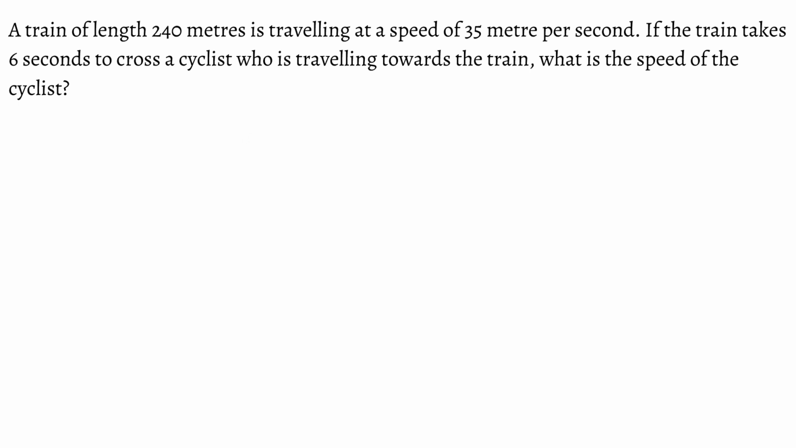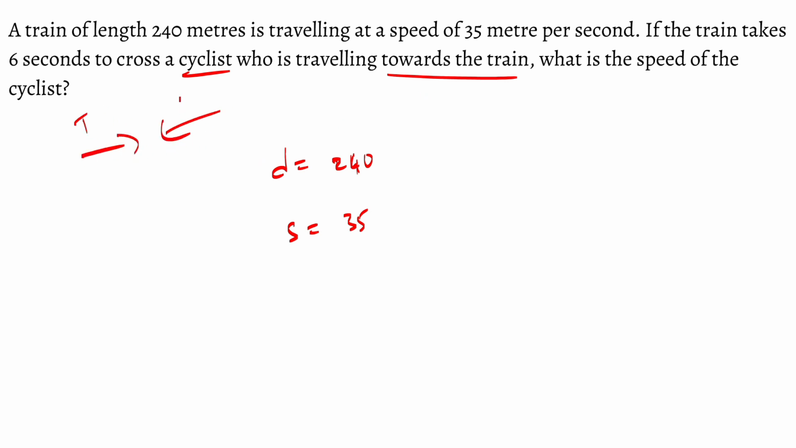Let us solve this. A train of length 240 meters is traveling at a speed of 35 meters per second. If the train takes 6 seconds to cross a cyclist who is traveling towards the train, what is the speed of the cyclist? Alright, so here the distance is given. The distance of the train is 240 meters and the speed is 35 meters per second, and the cyclist is traveling towards the train. What does this mean? Towards the train means opposite, right?